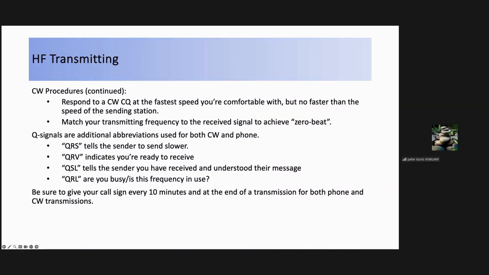And I mentioned Q signals. These are additional abbreviations. They're used both on CW and phone. The Q signal QRS tells the sender to send slower, S for slower. QRV indicates that you're ready to receive. QSL tells the sender you've received and understood their message. QSL is used a lot in phone transmissions, particularly if you've heard of something called Parks on the Air. The groups that do POTA transmissions generally use QSL quite a bit just to make sure that they're being heard and that you're hearing them correctly.